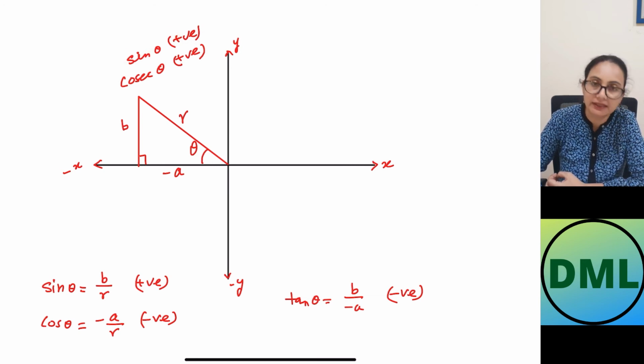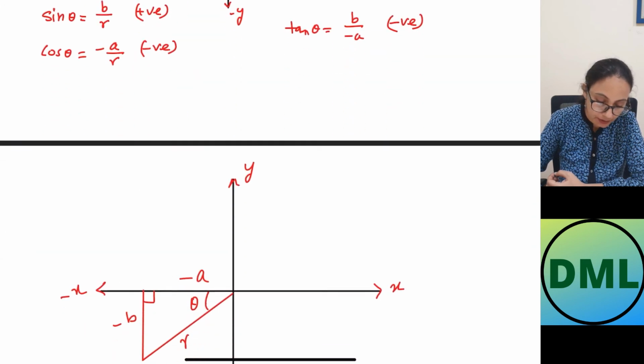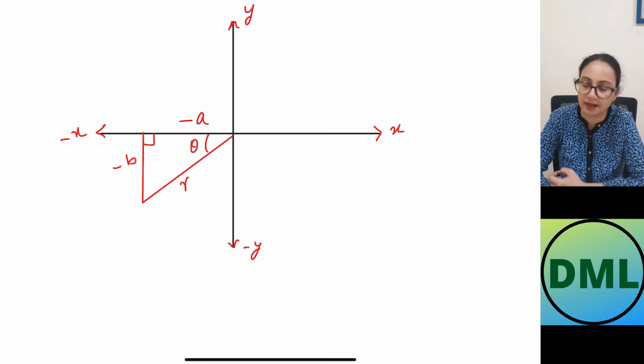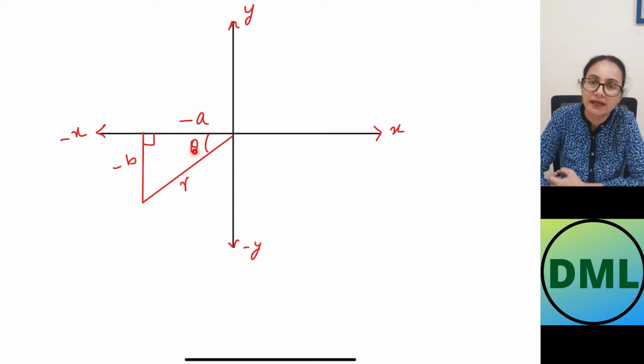Now let's look at the third quadrant. So I drew the triangle in the third quadrant. As you can see, we are going in the negative direction of the x-axis, so this is negative A. We are going in the negative direction of the y-axis, so it is negative B, and the hypotenuse is always positive, which is R. And this is my angle theta.